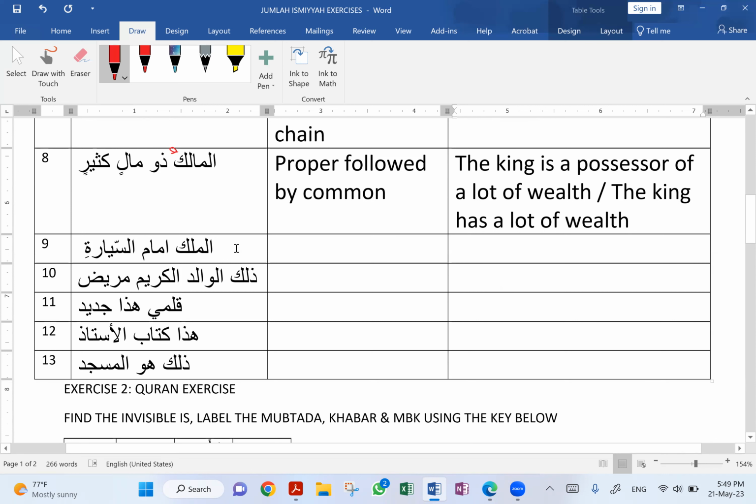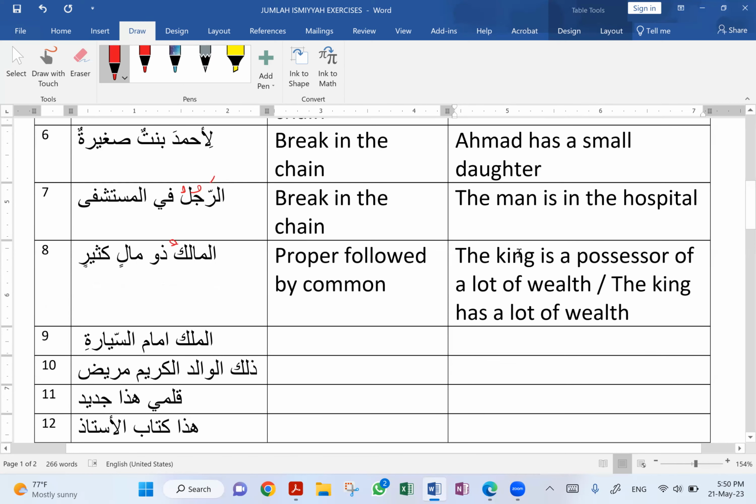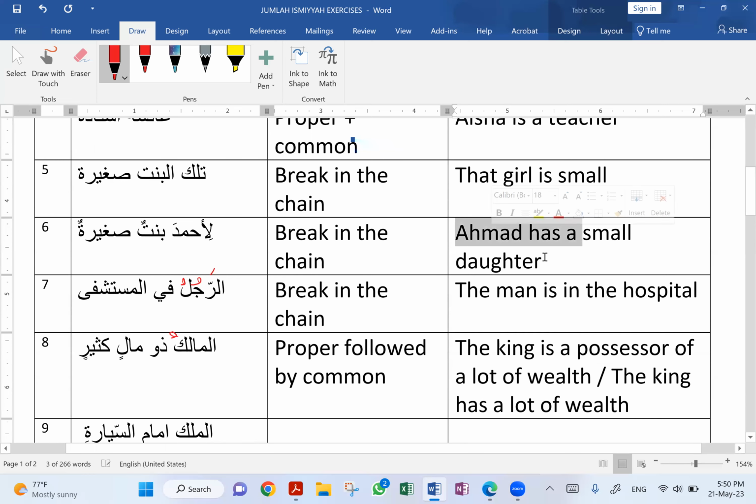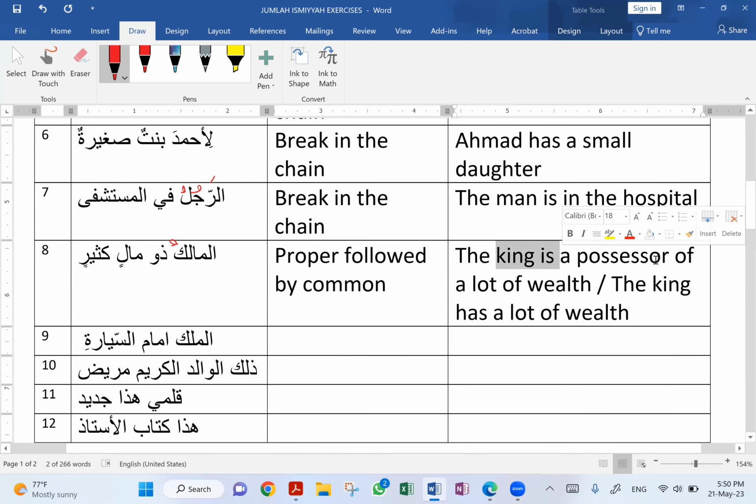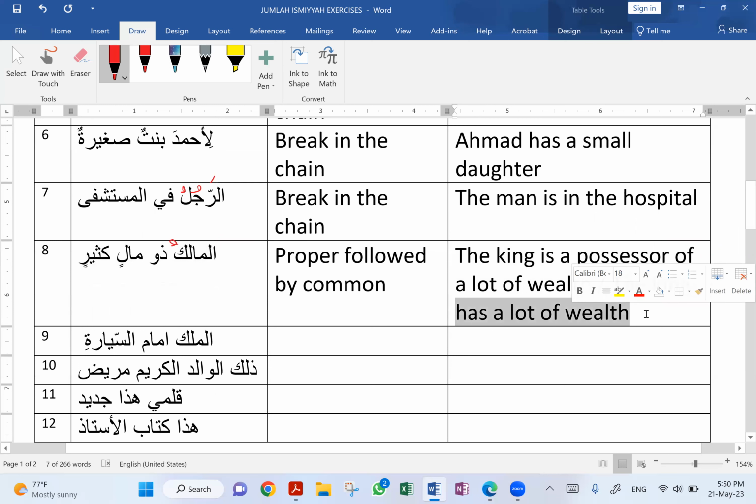Has doesn't say that it has kana, right? No, I was confusing has with was. Was is kana. Has is more possession, like I have money. Like when we were doing this part, Ahmad has a small daughter. It's not a kana sentence, it's just possession, which is similar to a possessor of. Of course, this is more literal because possessor of is mudaf ilayh, and then you have the is there. This is exactly what this sentence is saying. But for translation purposes, we can say the king has a lot of wealth because the meaning is the same.